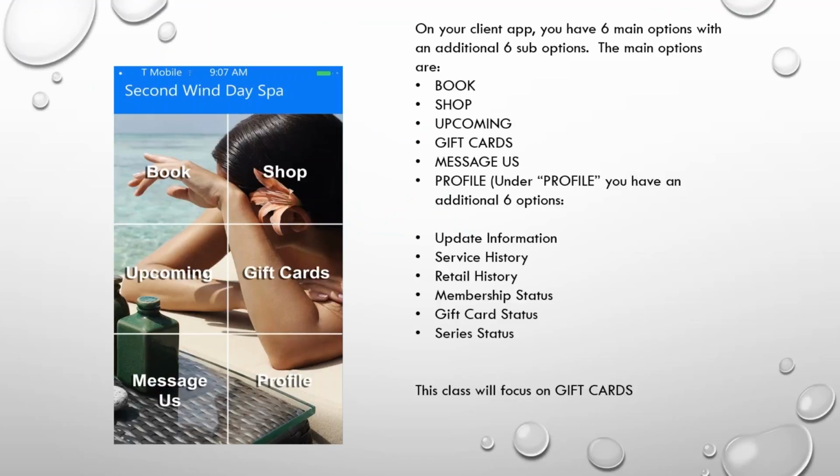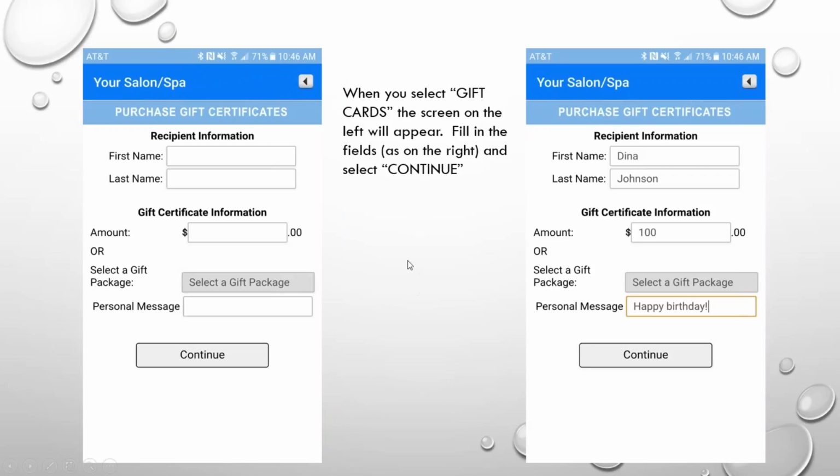Okay, so your customer opens up your app. It's going to have your artwork, of course. It's going to have your information here, and they're going to click on perhaps gift cards. And it's essentially the same process. They will see a page like this. It's the very first page they see on their smartphone. They put in the first and last name. They put in a dollar amount. They can even type in a personal message and hit continue.